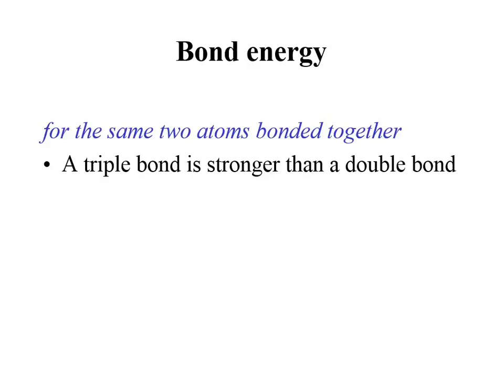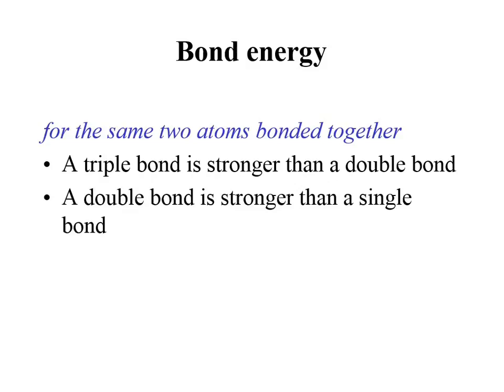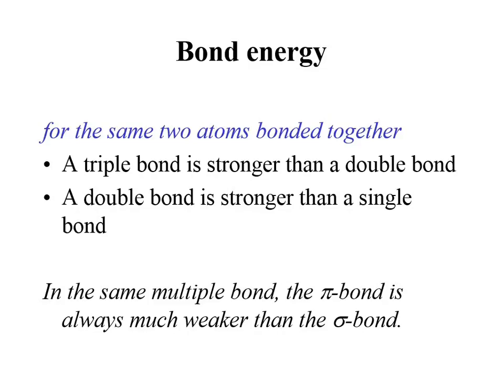We need to assume a few things. Assuming that you have the same two atoms bonded together, a triple bond is stronger than a double bond. Well, no duh, right? I like it when things make sense. And a double bond is stronger than a single bond. Makes sense. That's assuming that you have the same atoms joined together.